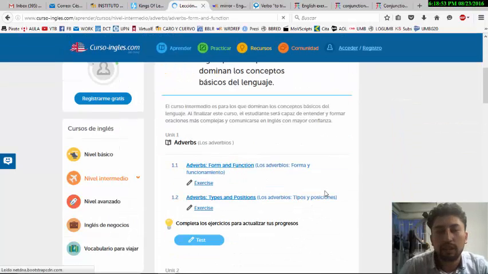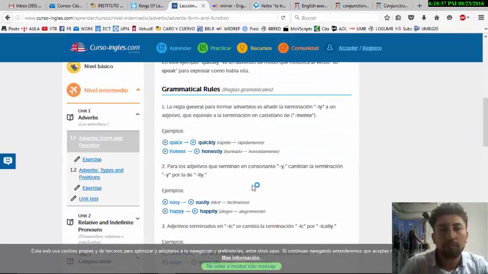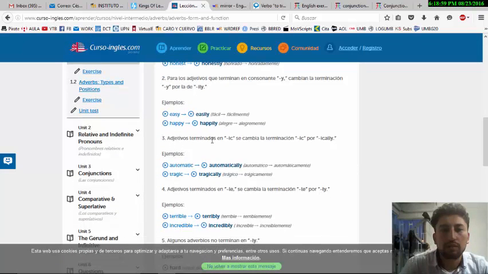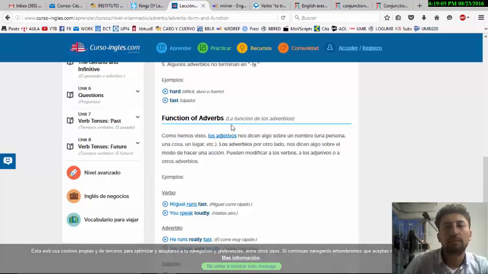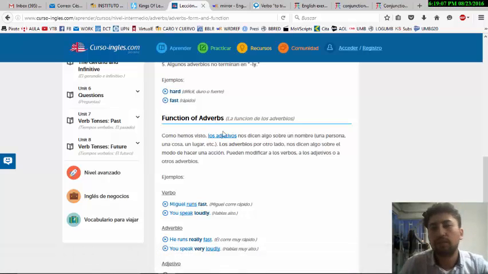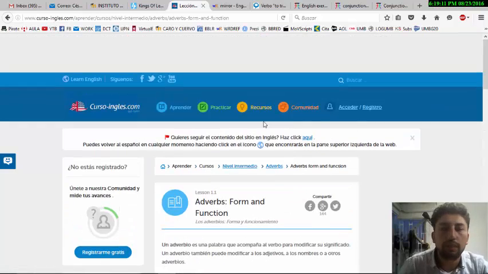Let's, for example, check out some adverbs. Here are the grammatical rules. They have examples also. And it is a very interesting thing because they explain the function of the adverb, the function of the word, and all that stuff. So that's pretty cool about this thing.